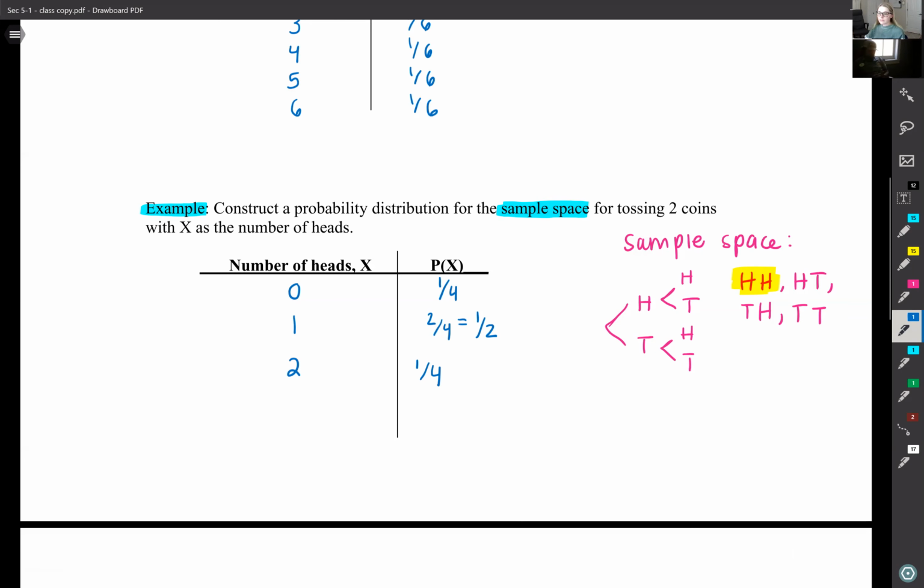So hopefully a lot of that feels like review to an extent. Looking at the sample space, figuring out the probability of an event happening. It's really just a way to organize all the possible options and then the probabilities.